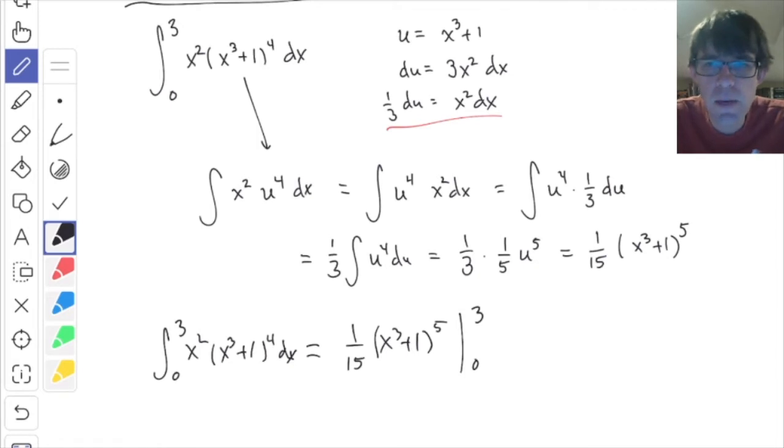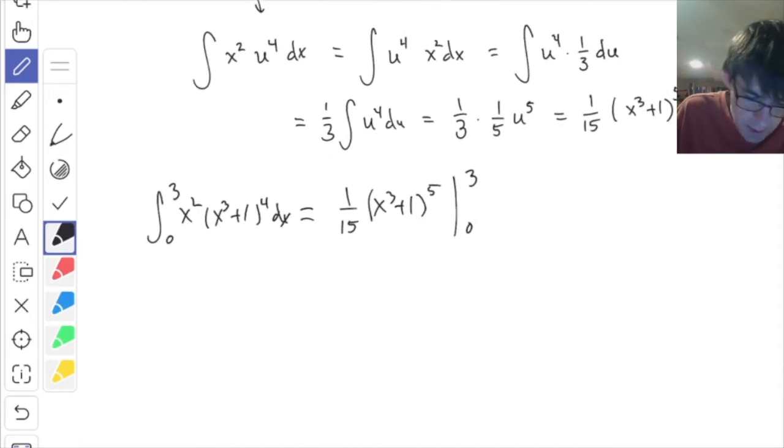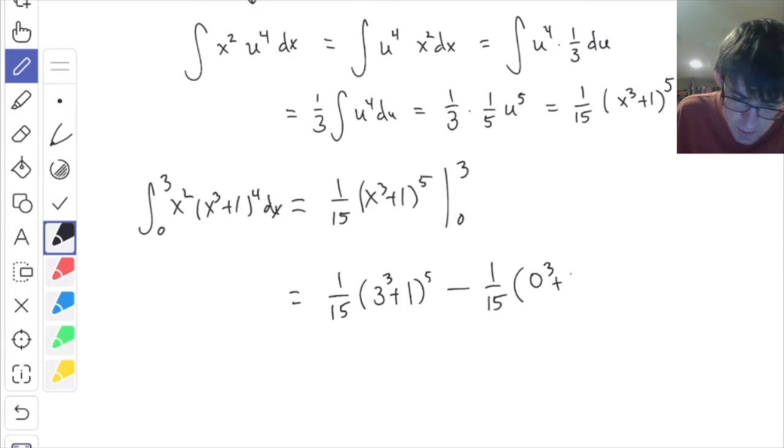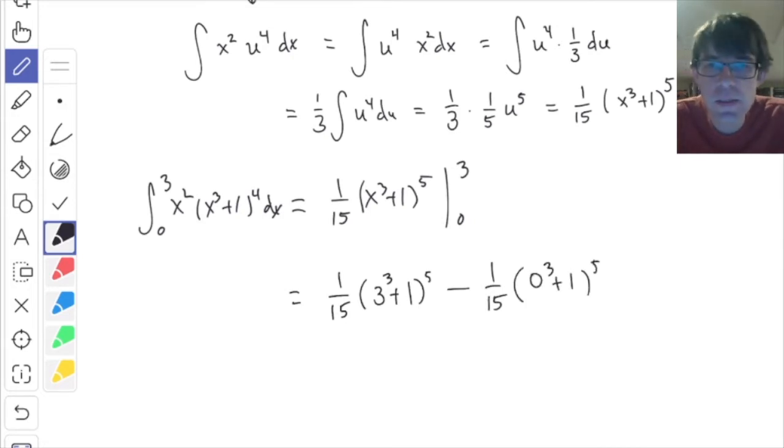Remember I said I was going to do the substitution completely to find the antiderivative. That's what I just did. The antiderivative is 1/15 times (x cubed plus 1) to the power 5. And then, at the end of all that, I'm going to plug in the 3 and the 0. So, here we go. I get 1/15 times (3 cubed plus 1) to the 5, minus 1/15 times (0 cubed plus 1) to the 5. And this is my final answer.